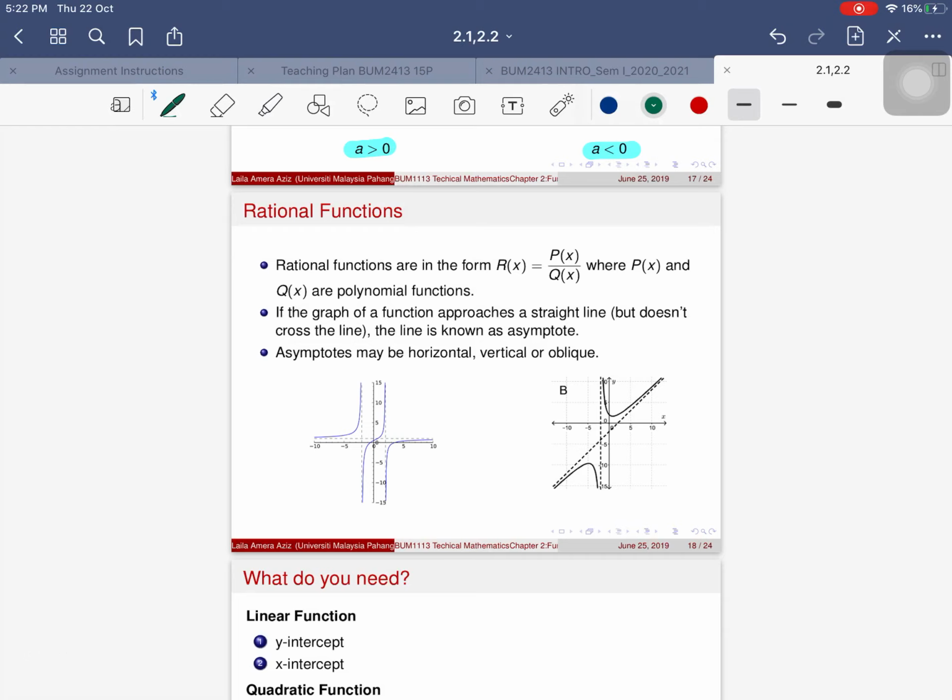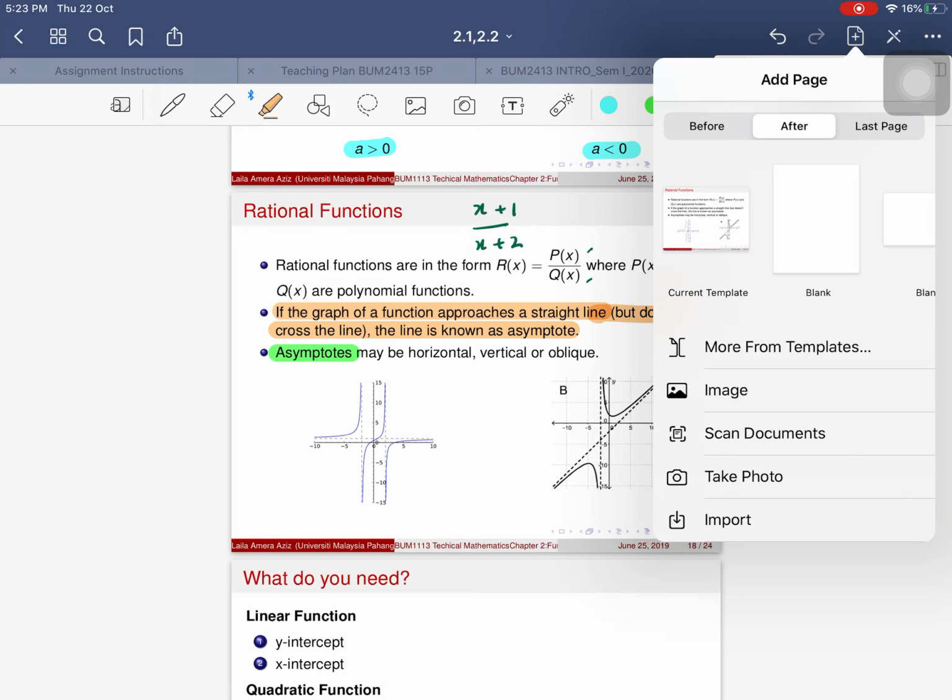And the last one is going to be the rational function. A rational function is when you have a function p(x) at the top and q(x) at the bottom, so that is called a rational function. For example, I can have x plus 1 over x plus 2. So this is an example of a rational function. For the case of rational function, you have to be mindful about the asymptotes. So what is an asymptote? An asymptote is a straight line that the graph of a function approaches but doesn't cross, for example.